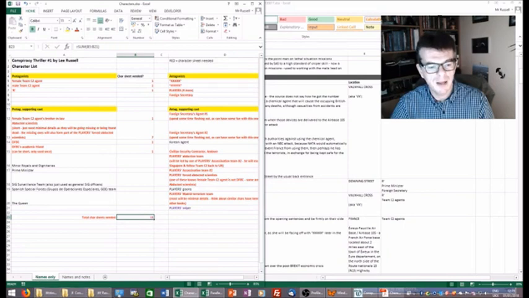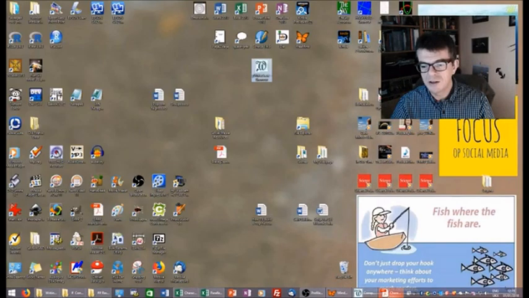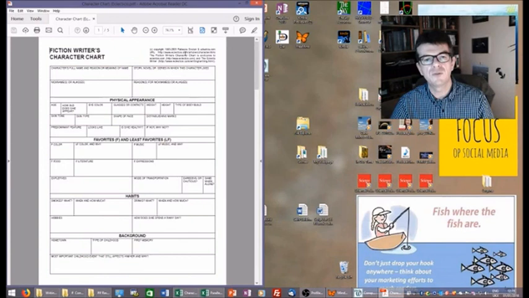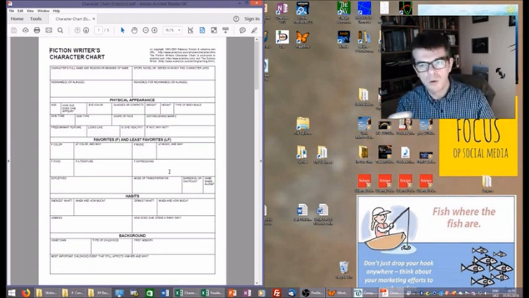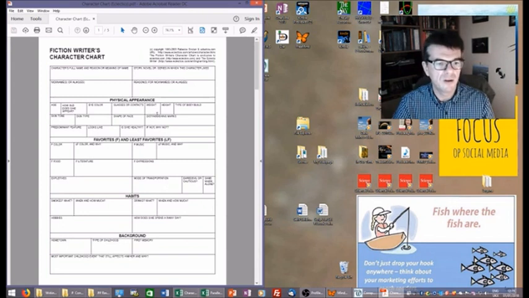And when I'm mapping out characters, I like to use this character sheet. It's from Rebecca Sinclair, you can find it on eclectics.com, and it's the fiction writer's character chart. Completing this character chart forces you to consider all of your principal characters' drives, their motivations, their skills, what they're not skilled at, their preferences, what they look like, nicknames, all those sorts of things.